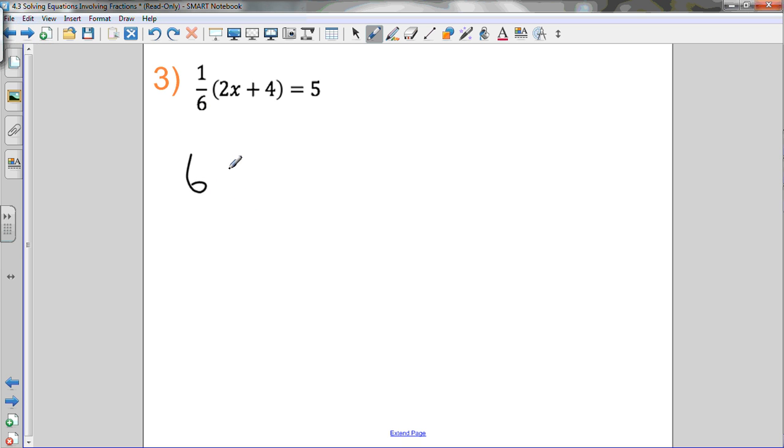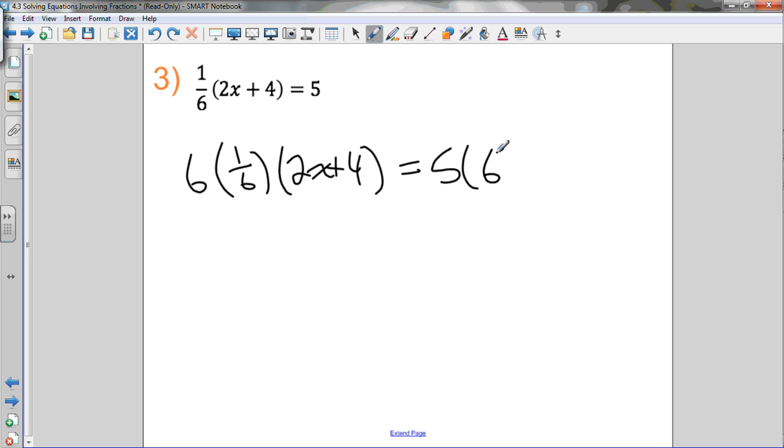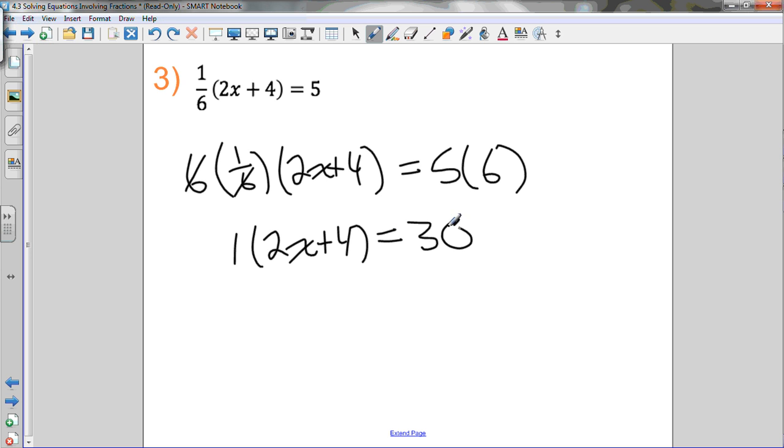So multiply the left side by 6. And let's multiply the right side of the equation by 6 to keep it balanced. Now I have 6 times 1 over 6. So I have a 6 divided by a 6. Those cancel. I'm left with just 1 times 2x plus 4 equals 5 times 6, which is 30. 1 times 2x plus 4 is just 2x plus 4.